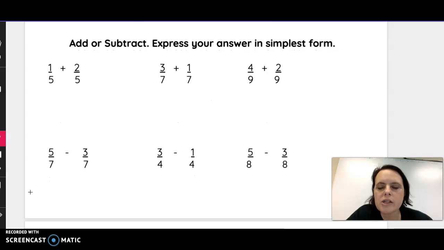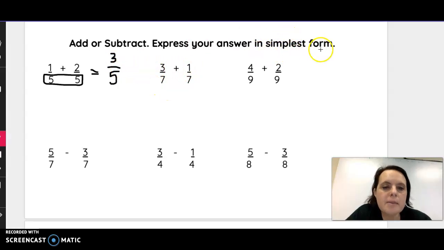Now we're going to add fractions. When we add fractions, if the denominators are the same, in this case 5 and 5, the denominator is going to stay the same. So we're just going to write 5 here, and we're going to add the numerators, so it's 3/5. Now we want to simplify if possible. Here are two odd numbers, and there's no common factor between them, so we cannot simplify that one.